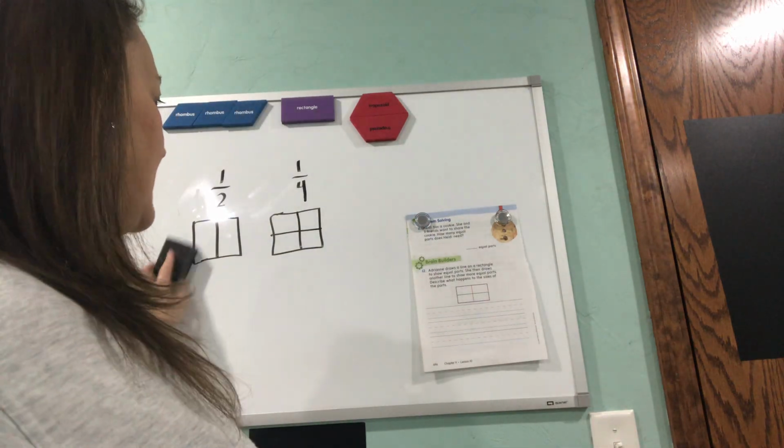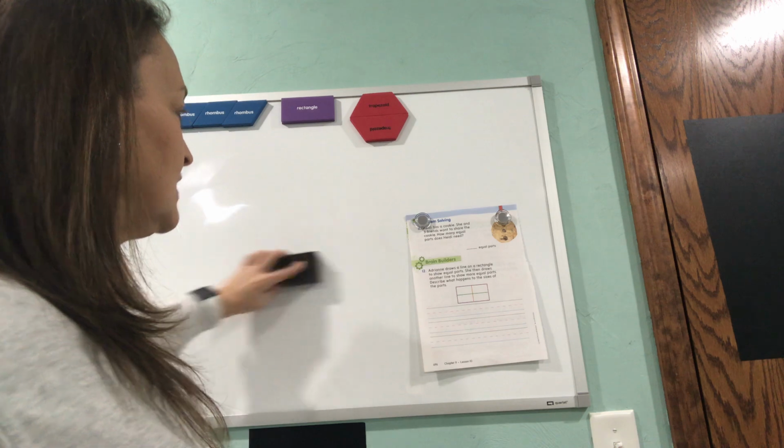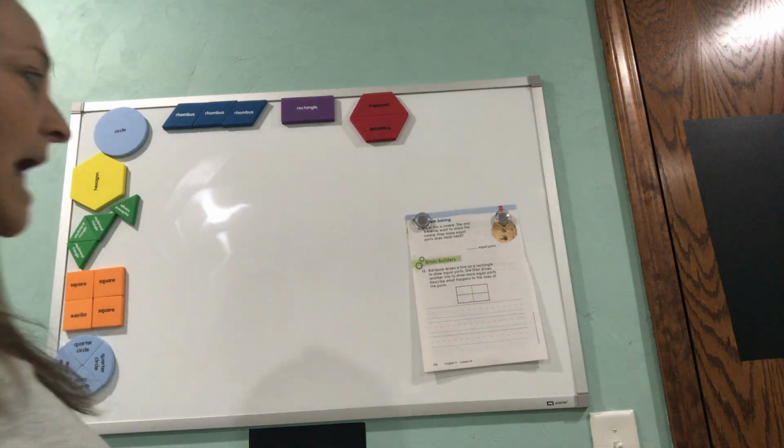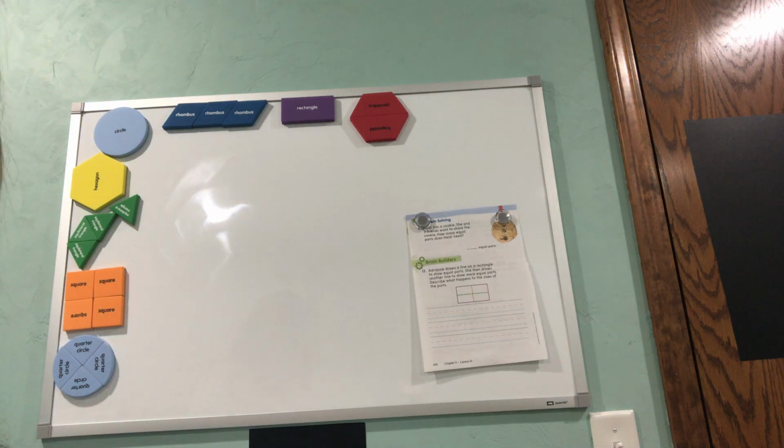So it says, Heidi has a cookie. She and 3 friends want to share the cookie. How many equal parts does Heidi need? So let's think about this. Let's do the math first. So Heidi has a cookie. So there's Heidi.